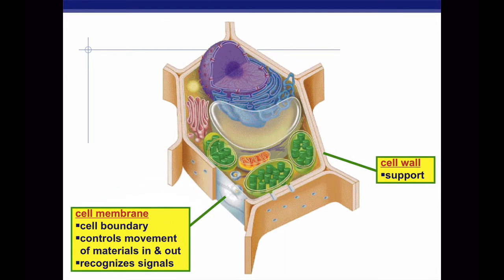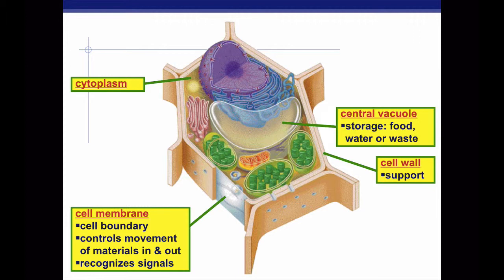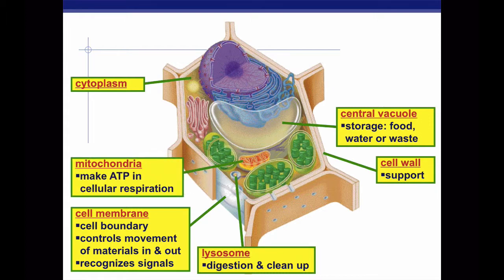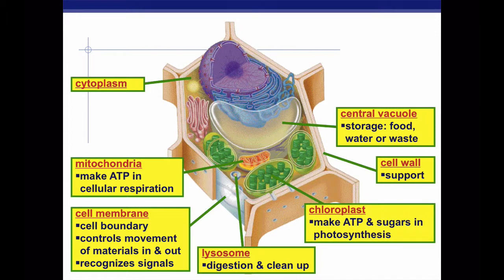So we talked about cell wall and the cell membrane, and we talked about cytoplasm being made of cytosol and central vacuoles, which of course is like the big water balloon inside of a plant cell. It helps with turgidity, turgor pressure, and lysosomes, which are the digestion and cleanup, and mitochondria making ATP in cellular respiration, and chloroplasts make ATP and sugars in photosynthesis.